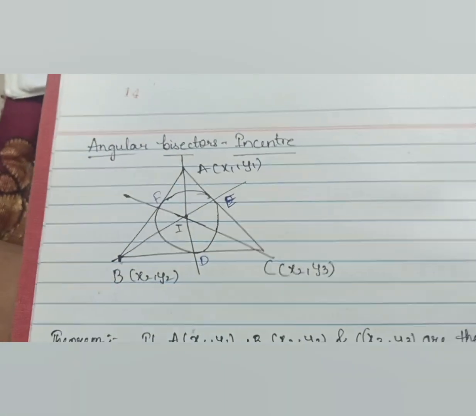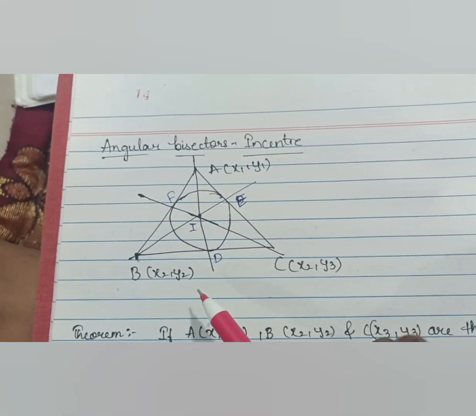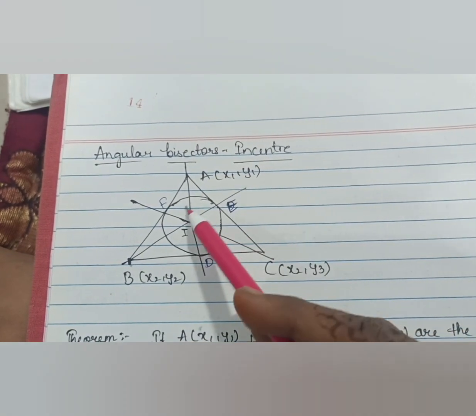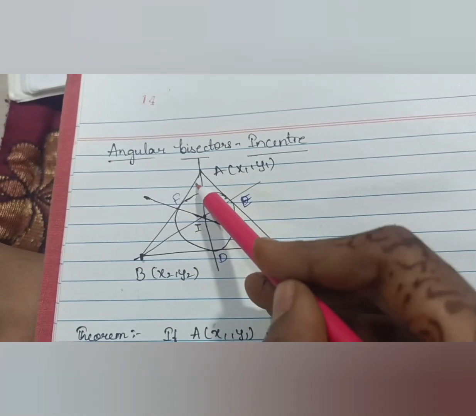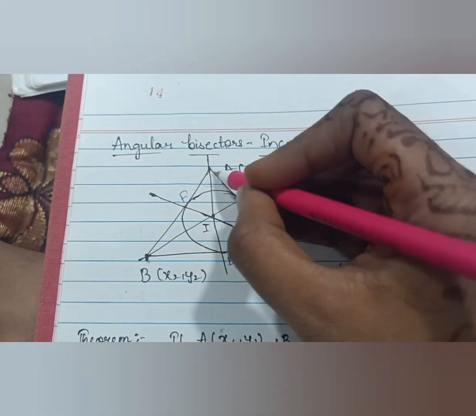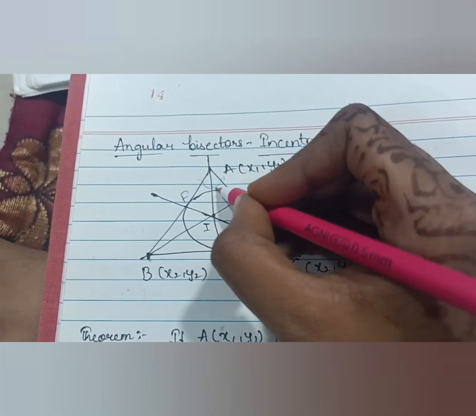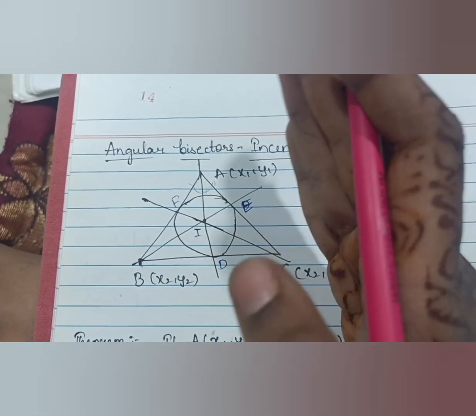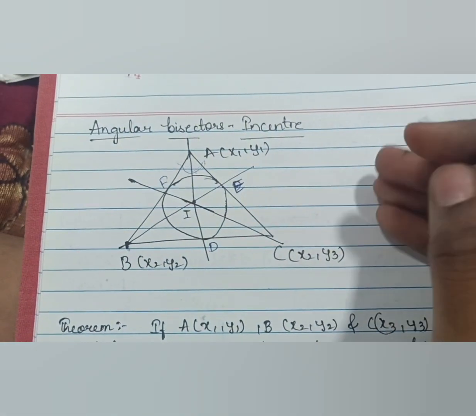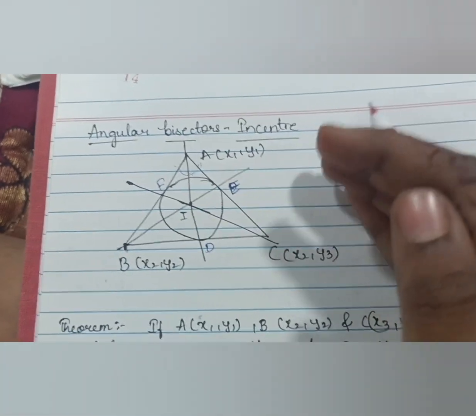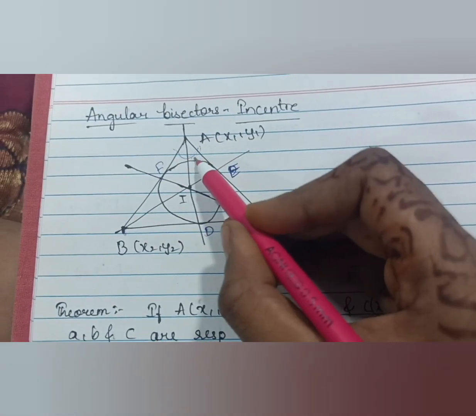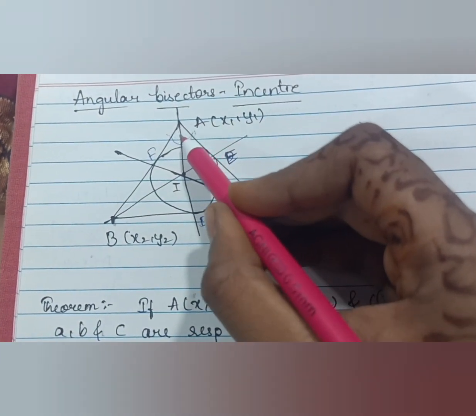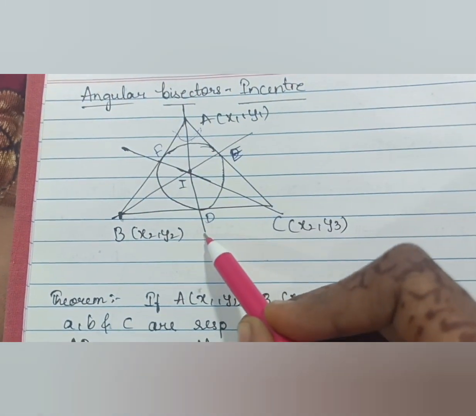Angular bisectors and the incenter. If we draw a triangle and we have an angle, suppose let us take it as 120 degrees. If we halve it, that is bisecting. Bi means dividing into half, so we are dividing into two sectors. This 120 is divided into 60 and 60. The line that divides the angle like this is called an angular bisector.